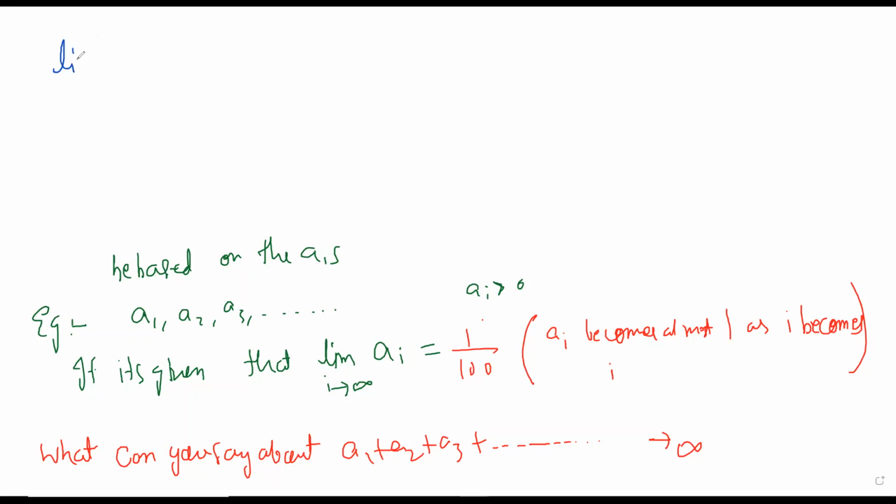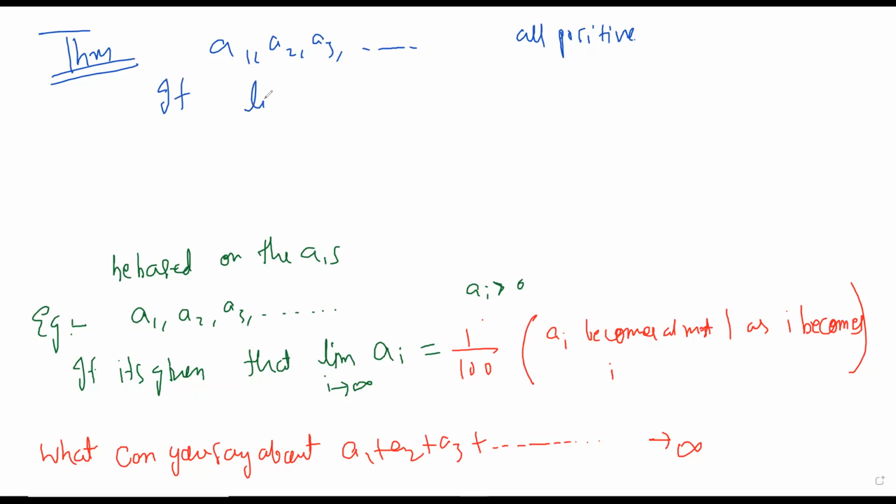So this is our theorem. a1, a2, a3, dot dot, all positive. If limit a_i is not 0, in fact even for negative numbers it would be the same thing, but here I've given all positive, then it should just not be 0. If it's non-zero, then there's no chance of convergence, right?